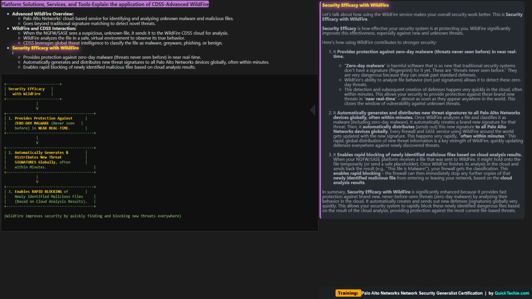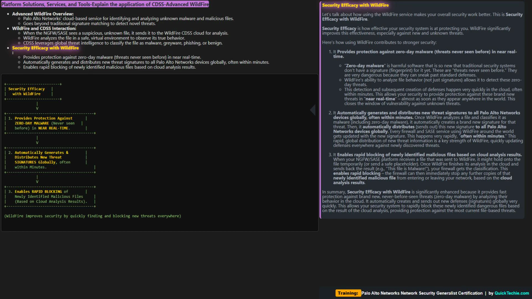2. It automatically generates and distributes new threat signatures to all Palo Alto Networks devices globally, often within minutes. Once WildFire analyzes a file and classifies it as malware, including zero-day malware, it automatically creates a brand new signature for that threat. Then, it automatically sends out this new signature to all Palo Alto Networks devices globally. Every firewall and SASE service using WildFire around the world gets updated with the new signature. This happens very rapidly, often within minutes.